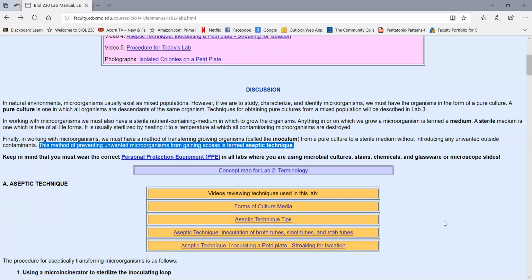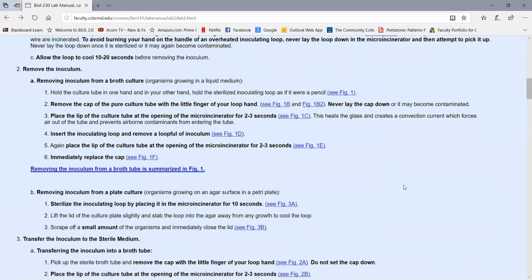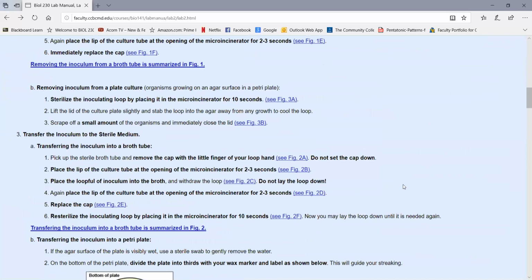So part A of the lab deals with aseptic technique. Now, the easiest way to learn that is to watch the pre-lab quiz videos I provided. So the first thing you want to do is look at the videos we mentioned previously, the one on forms of culture media, aseptic technique tips, inoculating broth tubes, slant tubes, and stab tubes using aseptic technique, and streaking a Petri plate for isolation using aseptic technique. So the videos will show you how to do that, and the pre-lab quiz will help you get prepared for that. In the lab manual, we've described all of this step by step, and if you want, you can read through that and look at the illustrations as well.